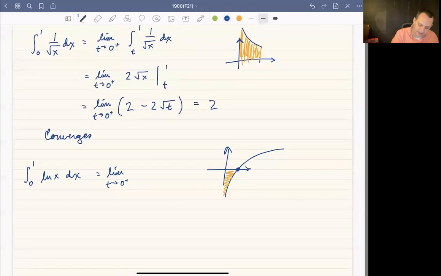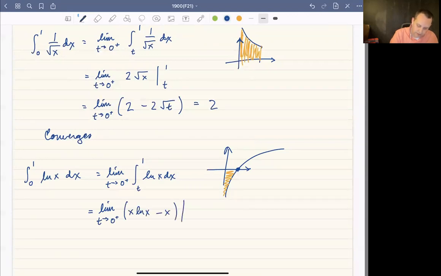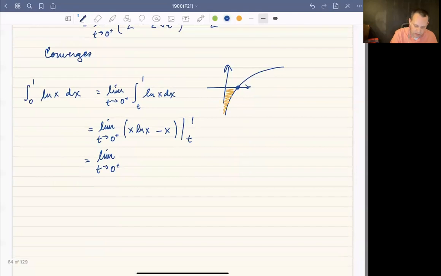So this is going to be the limit as t goes to 0 from the right of the integral from t to 1 of the natural log of x dx. Whether you remember this integral or have to do it using integration by parts, either way is fine. This is the limit as t goes to 0 from the right of x natural log of x minus x, evaluated from t to 1. When we plug in 1, we have 1 times natural log of 1, so that's 0, minus 1. And then minus the quantity t natural log of t minus t.